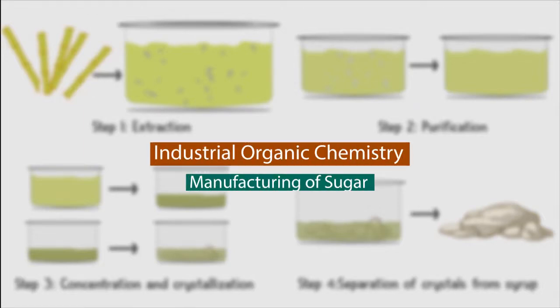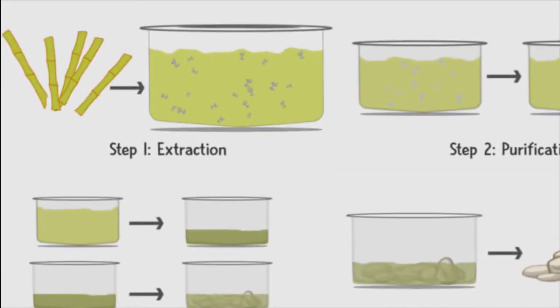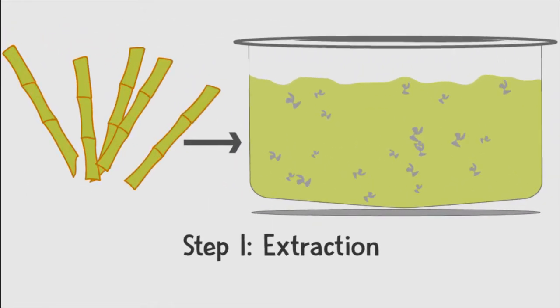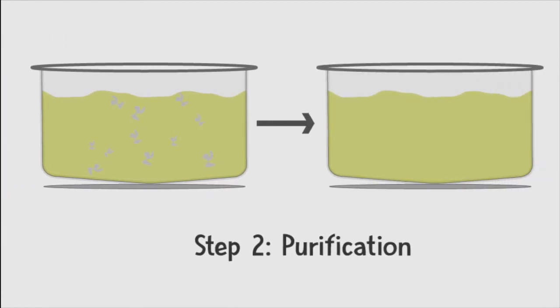Manufacture of sucrose or common sugar consists of 4 steps. First step is extraction. Extraction of the juice from the source. The source can be sugarcane or sugar beet. After extracting juice from the source, next step is purification.